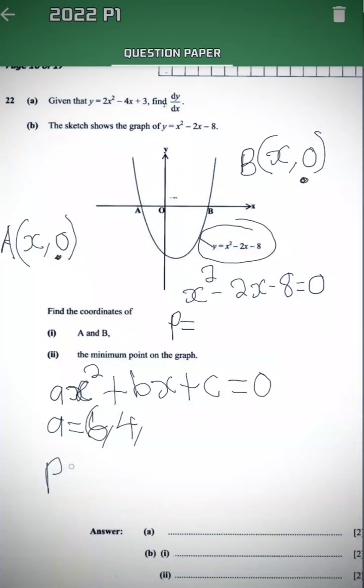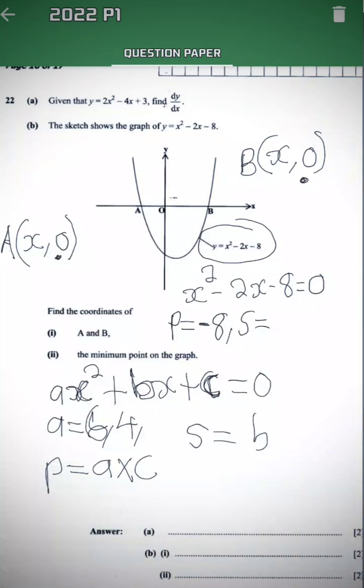So how do you find the product? You say a times c. c is the constant there. So 1 times -8, that is -8. Then you go to the sum. How do you find the sum? The sum is just the b. Have you seen where the b is? Just having x, that is -2. So this is what you need to do.